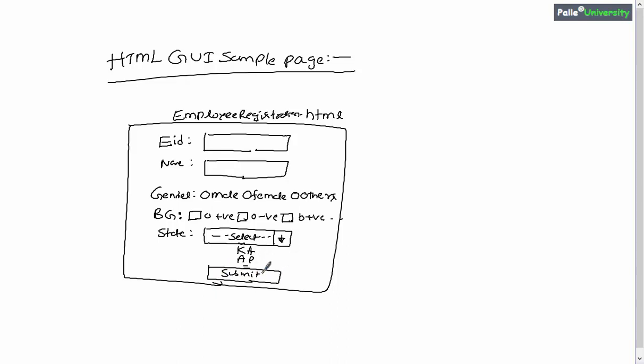So for creating the user interface something like this, I will be writing some HTML code in employee registration.html file. But anyhow, while showing this sample, I will not use Notepad, but instead I will use my favorite Visual Studio tool for creating the HTML document or HTML file. Now, let me show you the code required for creating the user interface something like this.